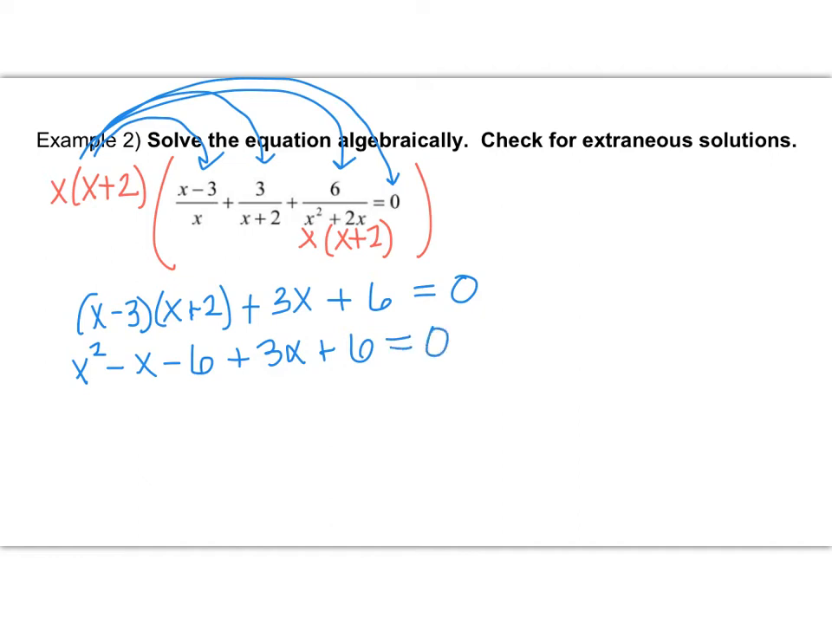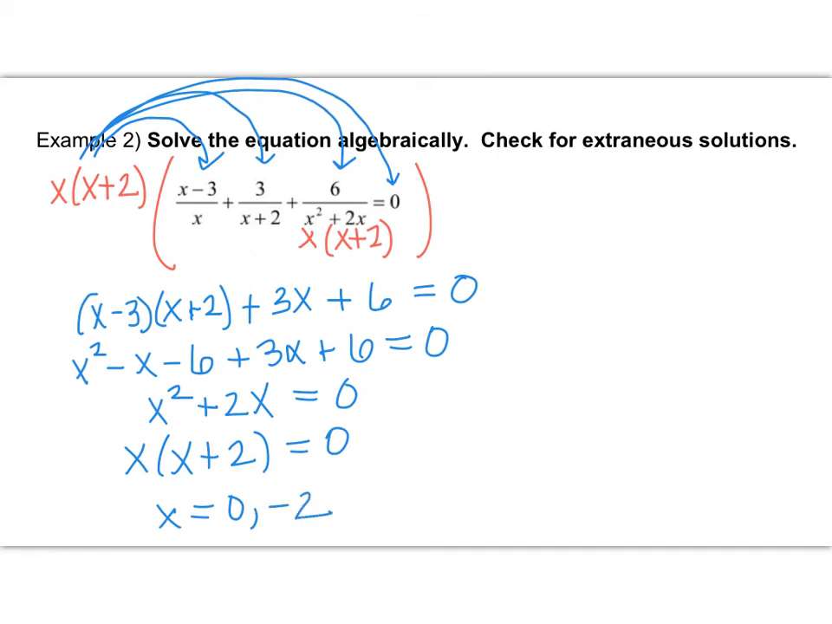Combine like terms. We've got x squared plus 2x, and then the 6's cancel. We can just do a greatest common factor here, and we get x equals 0 and x equals -2. Before we just circle those answers, we are always checking for anything to be extraneous.